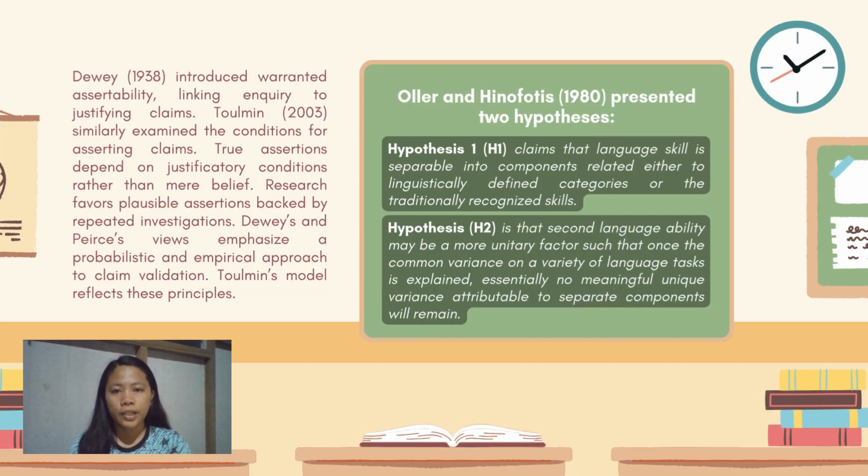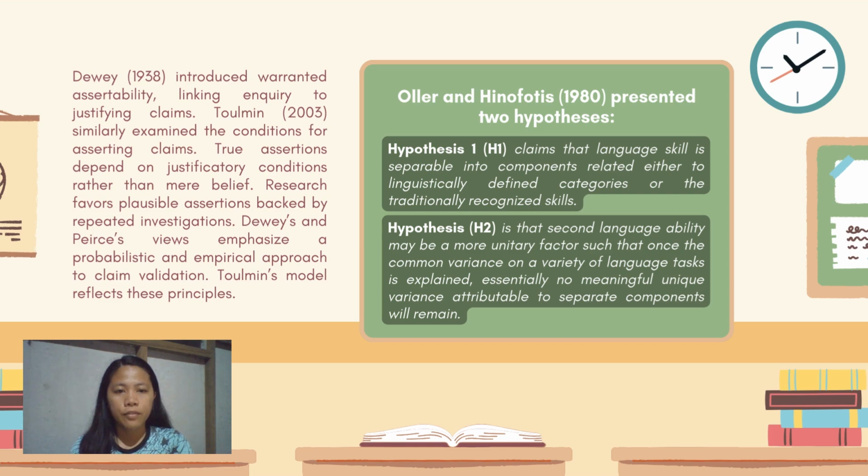Dewey 1938 introduced warranted acceptability, linking inquiry to justifying claims. Tolman 2003 similarly examined the condition for asserting claims. True assertions depend on justificatory conditions rather than mere belief. Research favors plausible assertions backed by repeated investigations. Dewey's and Percy's views emphasize a probabilistic and empirical approach to claim validation. Tolman's model reflects these principles.